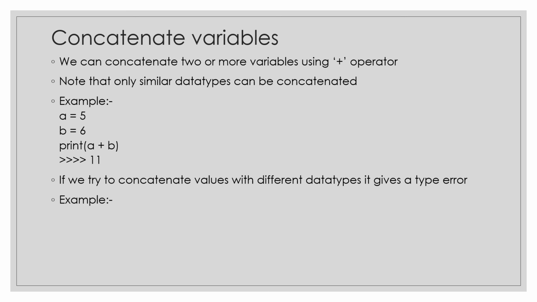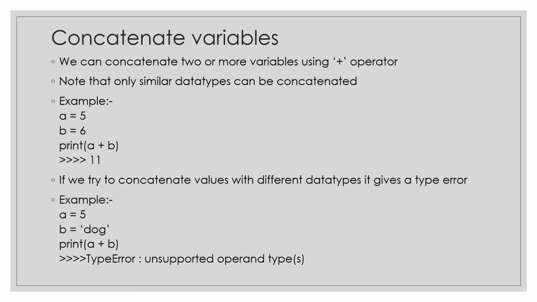Let's understand this with an example. Here a equals to 5, b equals to a string value dog and we print the concatenated value of a and b. The output will be type error, unsupported operand types for integer and string. It means that A is an integer value and B is a string value, and these are two different data types which cannot be concatenated.